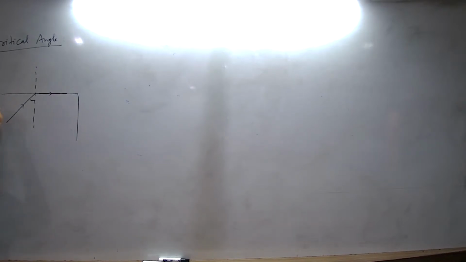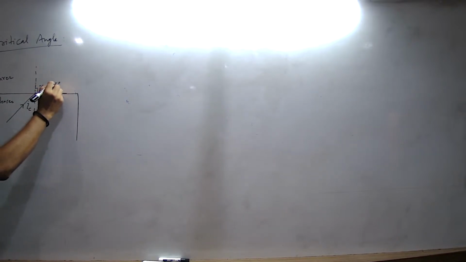So everybody pay attention now. This is a denser medium. This is a rarer medium. So critical angle is the angle in the denser medium, either you write it as IC or capital C, for which the angle in the rarer medium is 90 degrees. Okay, this is what is critical angle. So you can write this. Have you written this statement? Did I give you the statement for critical angle? Okay.